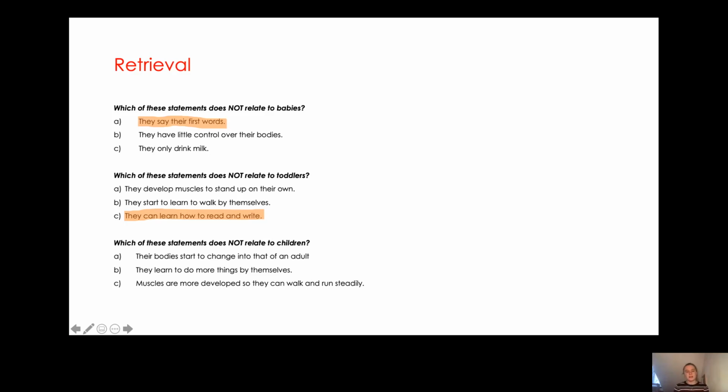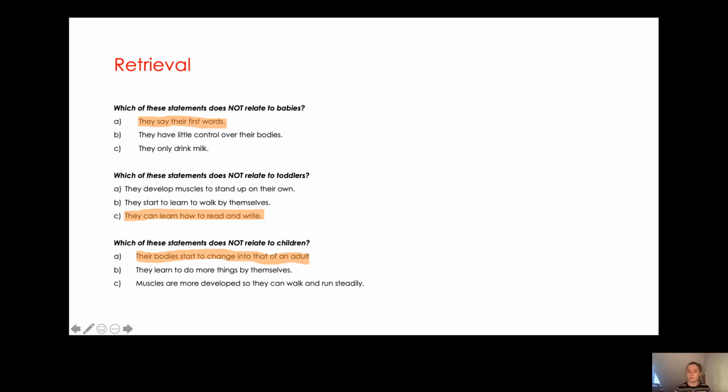What about they learn to do more things by themselves? Well, we know that when you're a baby, you can't do anything for yourself, can you? But then when you become a toddler, you start to do more things for yourself, for example, you can feed yourself. But then when you're a child, so when you start going to school, you can learn to do more things by yourself. So therefore, both B and C relate to children. So therefore, it is A that does not relate to children.